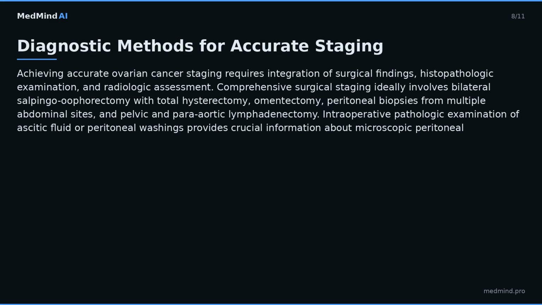Imaging modalities including computed tomography of the chest, abdomen, and pelvis help identify distant metastases and regional lymph node enlargement, though visual assessment alone cannot definitively exclude microscopic disease. Magnetic resonance imaging may offer superior soft tissue characterization in selected cases. Tumor markers such as cancer antigen 125, CA125, can support clinical assessment though they lack sufficient specificity for independent staging purposes. Histologic examination confirms malignancy and determines tumor grade and histologic subtype, which together with stage establish prognostic categories.